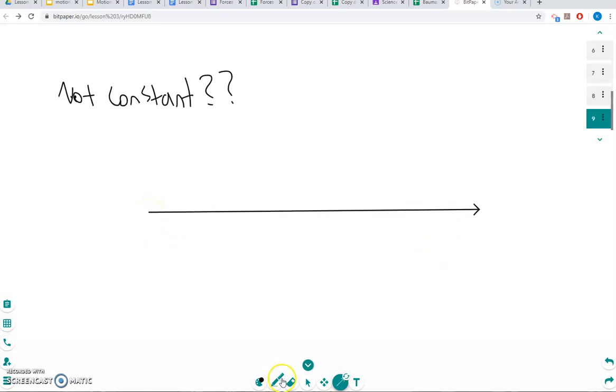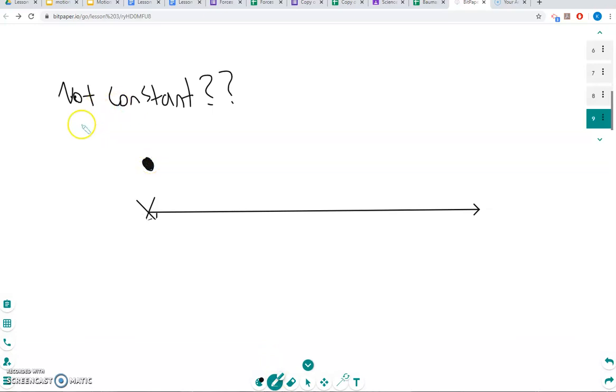Now, what happens if your velocity is not constant? Not constant. What happens now, right? So let's throw our axis in here. I'm just going to show you one of these because you'll start to figure it out. Okay, so if your velocity is not constant, let's say we start at the reference point just because we can, right?